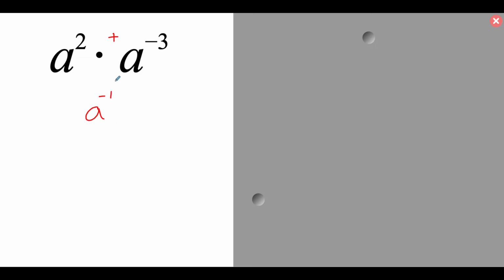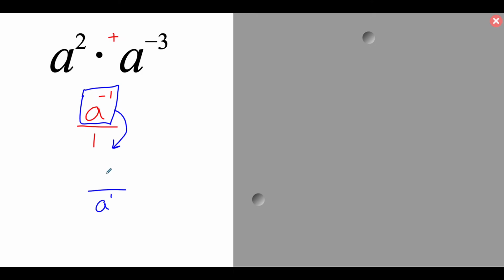I actually want to think about this a to the negative first as being a fraction. So really, this is over 1. Anytime we have a negative exponent, what we want to do is take that base with that exponent and move it down to the bottom of the fraction. But when we do that, the exponent becomes a positive value. So that's going to become a with a first power on it.